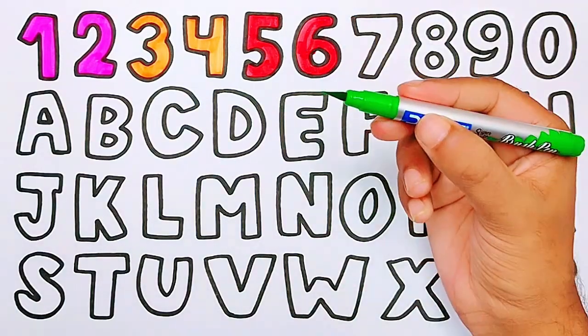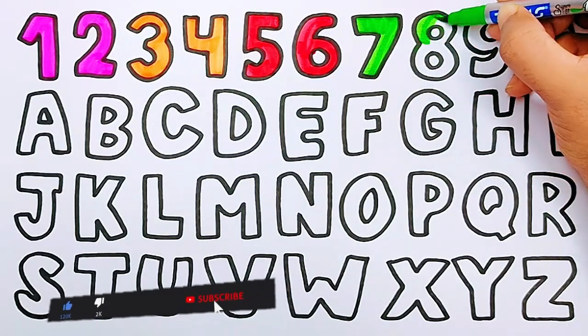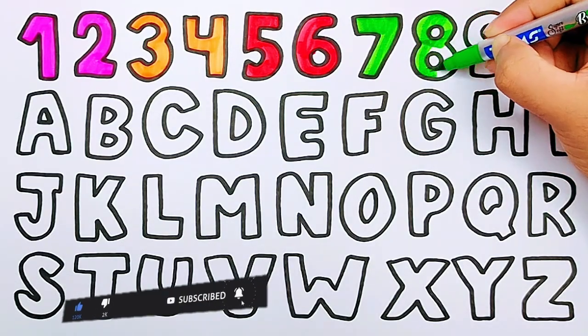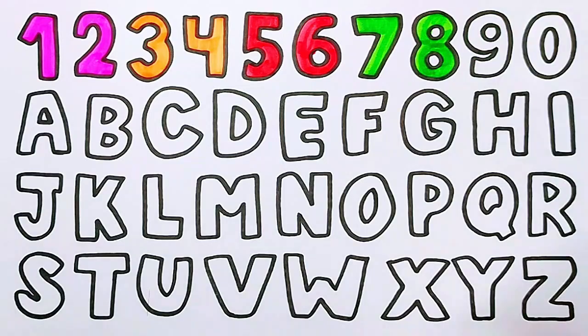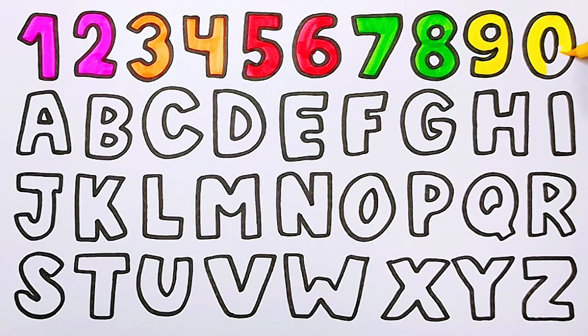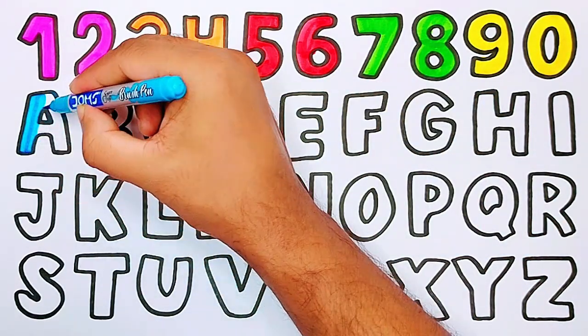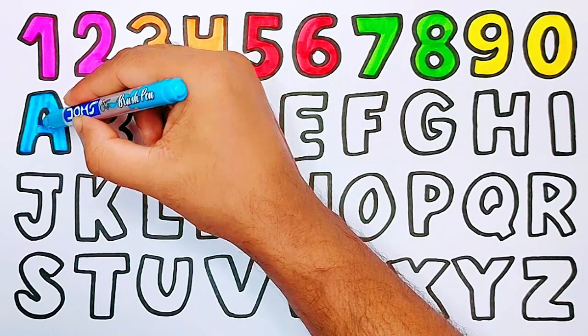6, green color. 7, 8, yellow color. 9, 0, sky blue color. A for apricot.